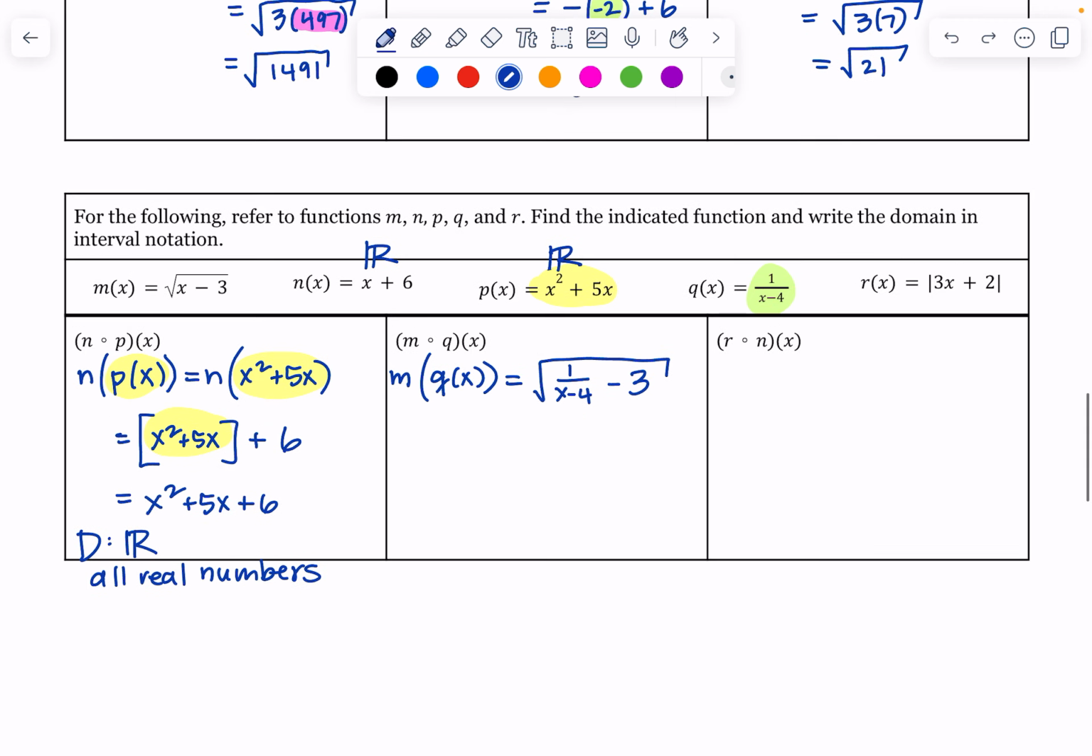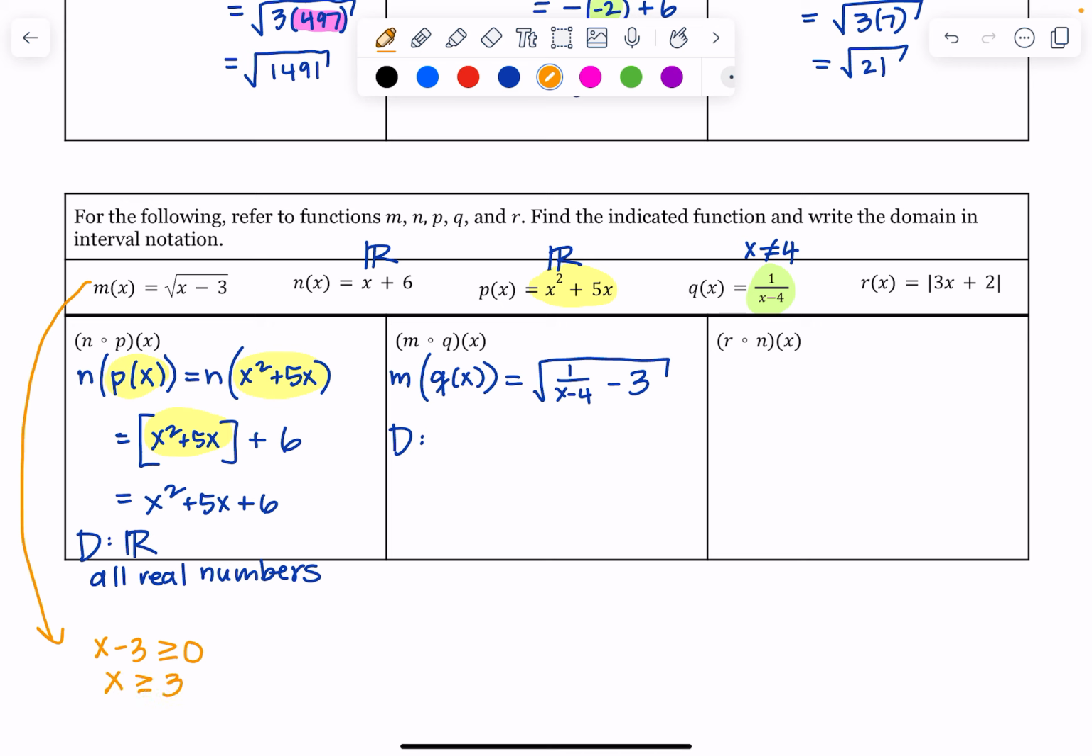Okay, but when we look at the domain of this one, first of all, the domain of q, x can't be 4, or that would give us a 0 in the denominator. And then for m, we need to make sure that x minus 3 is greater than or equal to 0. We don't want to have a negative in that square root. So if I add 3, we need x to be greater than or equal to 3. So that's the domain for m. x is greater than or equal to 3.